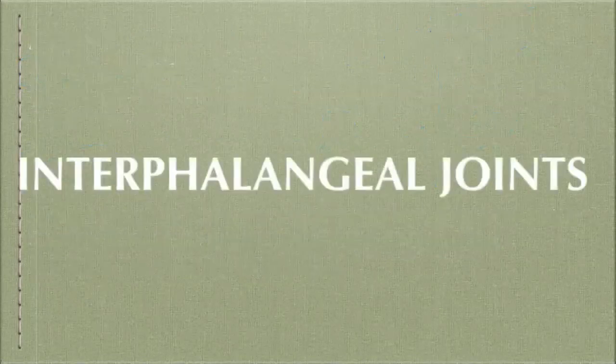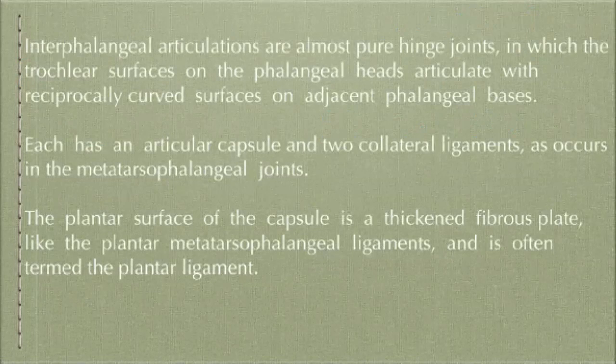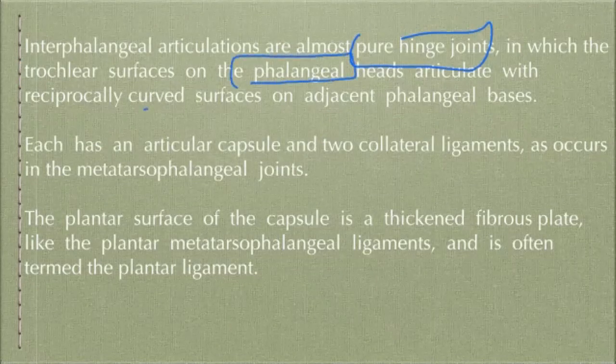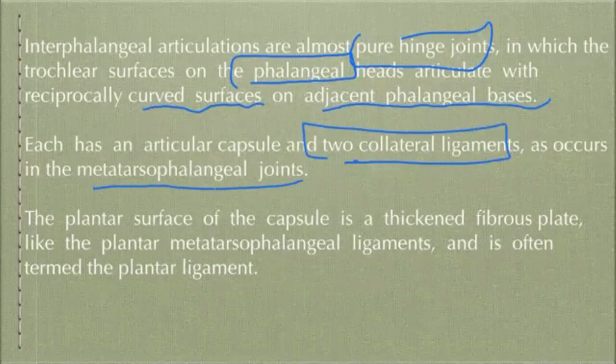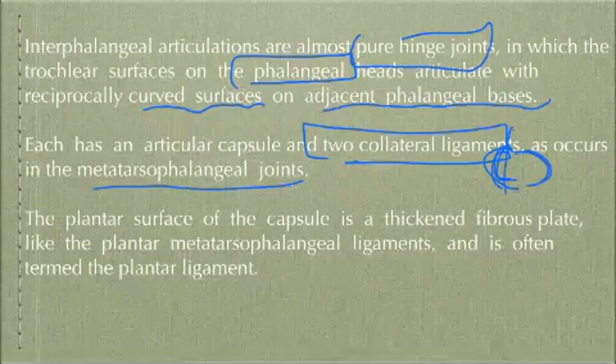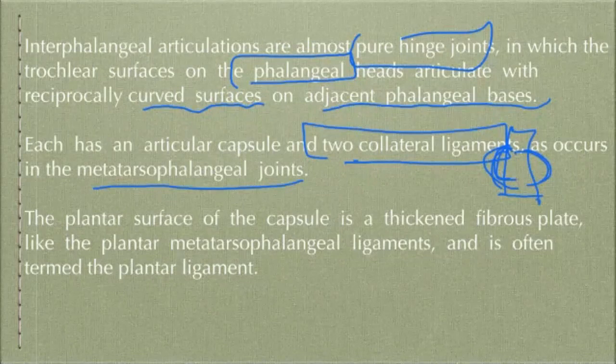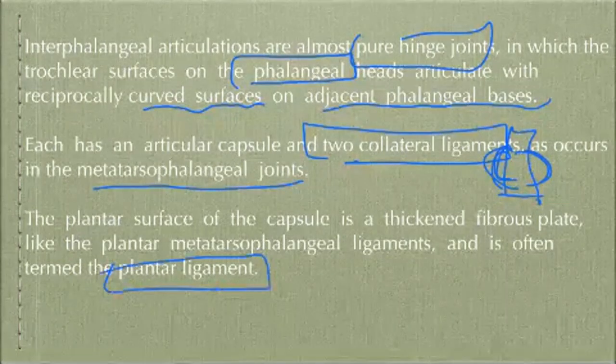Coming to the interphalangeal joints. Interphalangeal articulations are almost pure hinge joints, in which the trochlear surface of the phalangeal heads articulates with the reciprocally curved surface on the adjacent phalangeal bases. Each has an articular capsule and two collateral ligaments, as occurs in the metatarsophalangeal joints. The same is true of phalanges also, two collaterals, medial side and lateral side. Here is the phalanx. The plantar surface of the capsule is a thickened fibrous plate like the plantar metatarsophalangeal ligaments and is often termed the plantar ligament.